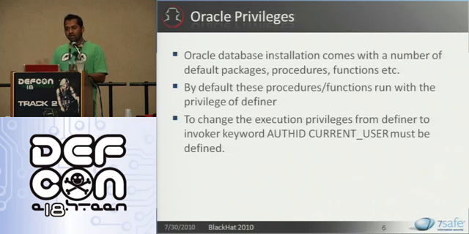If you compare an 11g with an 8i, maybe the number of default packages has considerably reduced, but still there are quite a few default packages. These packages have a number of procedures and functions. By default, these procedures and functions run with the privileges of the definer. An easy way to understand this is to compare it with SUID files in Linux, which run with definer privileges. Similarly, these procedures and functions by default run with definer privileges. To change the mode of execution from definer to invoker, you must declare the keyword AUTHID CURRENT_USER in the declaration of that particular procedure or function.